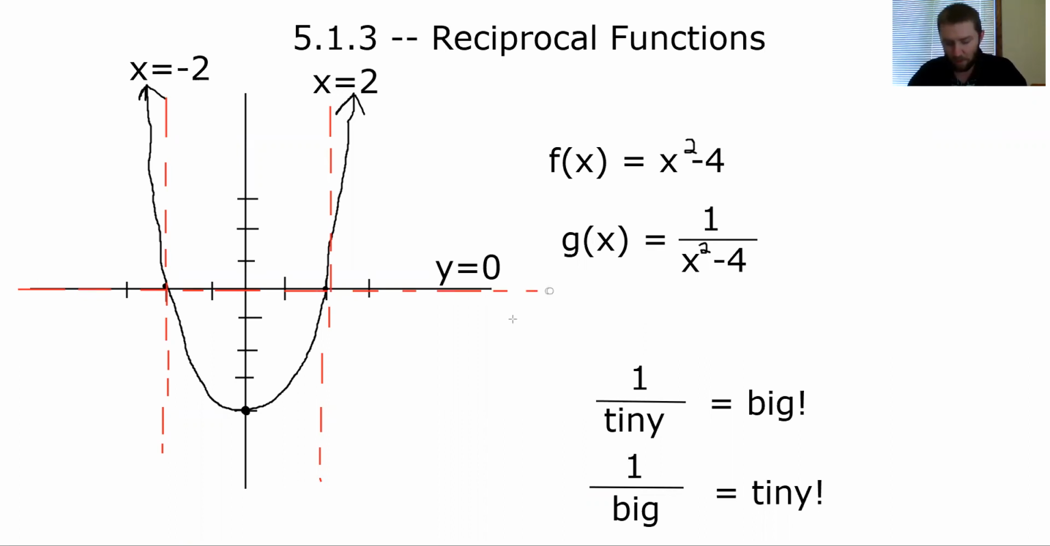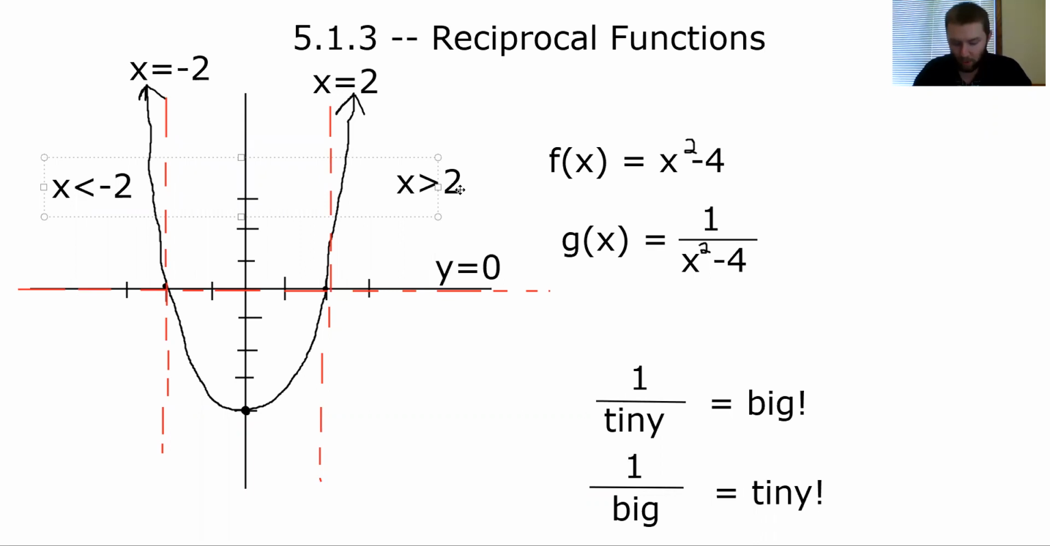Letter C says, for what values of x will g of x be positive? Well, if we think about g of x as 1 over some number, 1 over a positive number should be positive, right? So anytime our original function x squared minus 4 is positive, our reciprocal function is also positive. So we would say x greater than 2 or x less than -2 would be where our function is going to be positive, right?